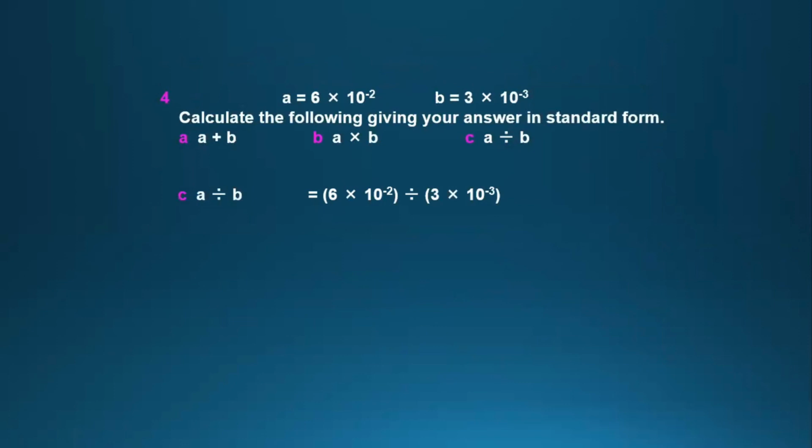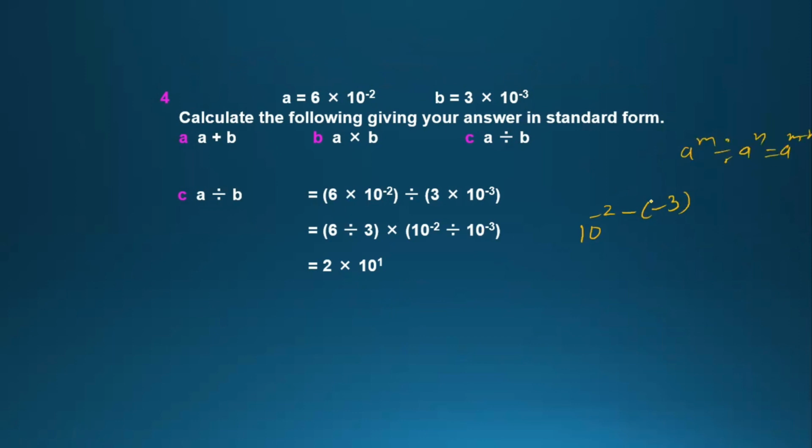So 6 into 10 raised to minus 2 divided by 3 into 10 raised to minus 3. Just divide 6 divided by 3 into 10 raised to minus 2 divided by 10 raised to minus 3. 6 divided by 3 is 2, and 10 raised to minus 2 divided by minus 3 is 10 raised to minus 2 minus of minus 3. A raised to m divided by a raised to n is equal to a raised to m minus n. Minus of minus is plus, so this becomes 10 to the power minus 2 plus 3, which gives 10 to the power 1.